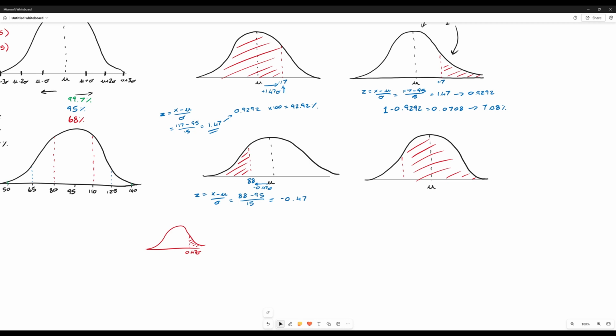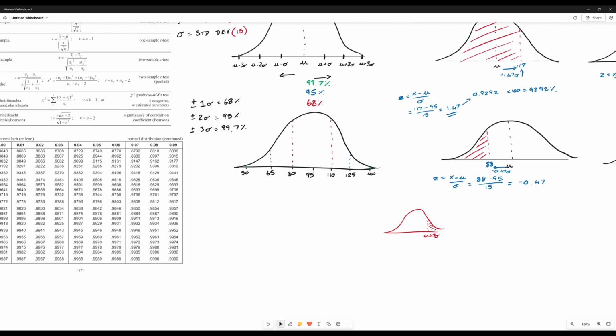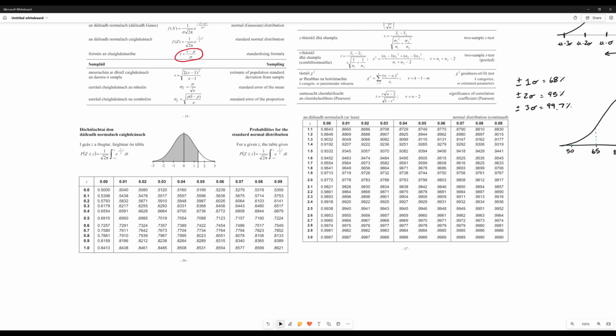And because there was no minus 0.47, I have to do this, and we're going to look for positive 0.47. So I'm going to scroll down here till I get to 0.4. Happy days. Go across to 0.7. And we get this guy, 0.6808.